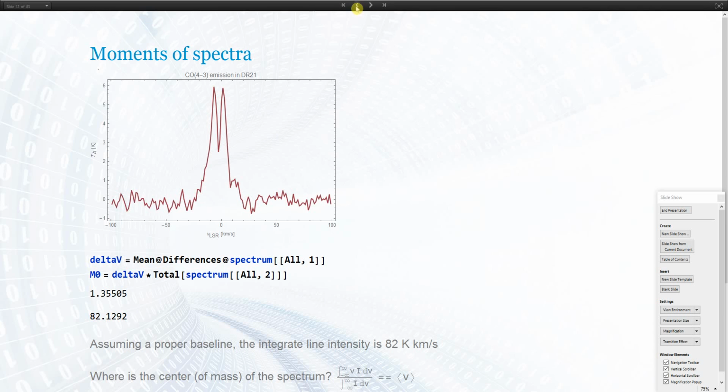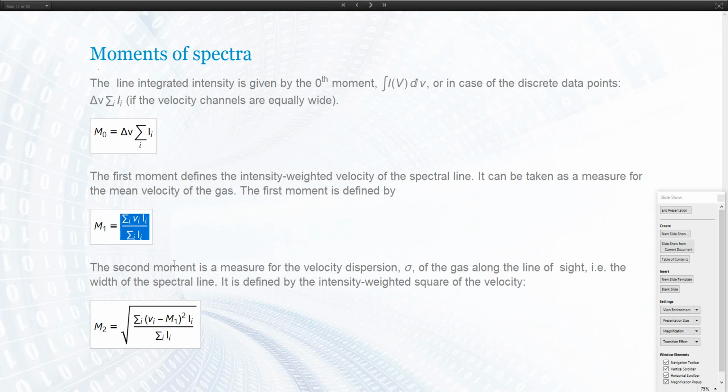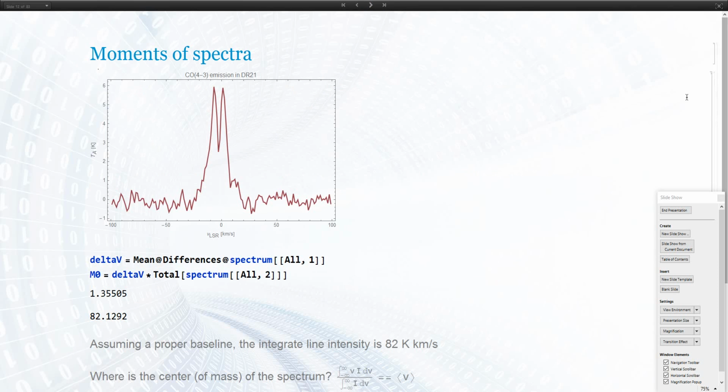The first moment is computed like this. That gives us the intensity weighted velocity of the spectral line. So what's the most common velocity? And this gives us the dispersion, the velocity dispersion, or the sigma. For this data, if I compute this, first of all, I look up the velocity difference. That's 1.35 or 36 kilometers per second. Then I sum up all data points and multiply with this, and that gives me an integral of 82 point something Kelvin times kilometer per second. That's the one common unit in radio astronomy, the Rayleigh-Jeans temperature times the velocity.